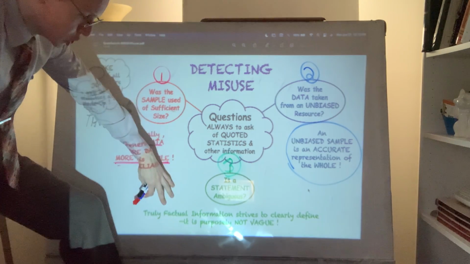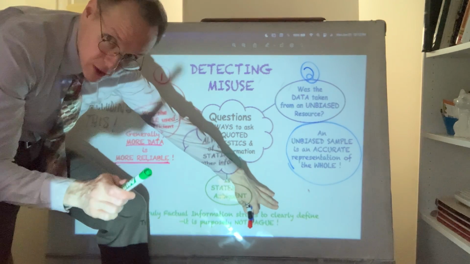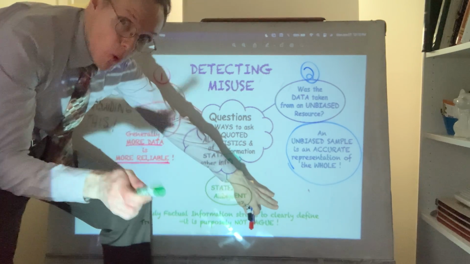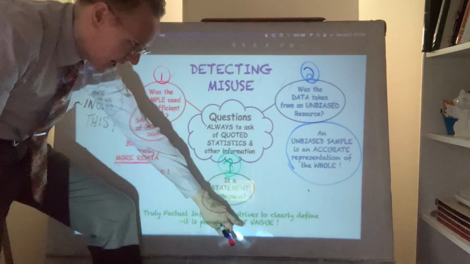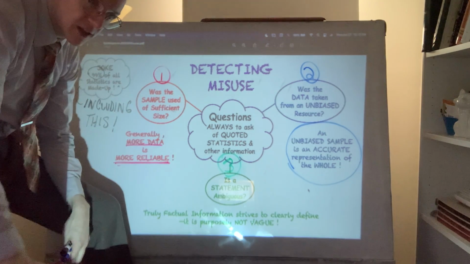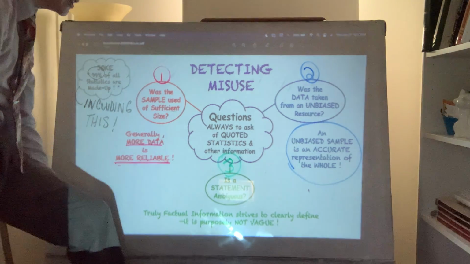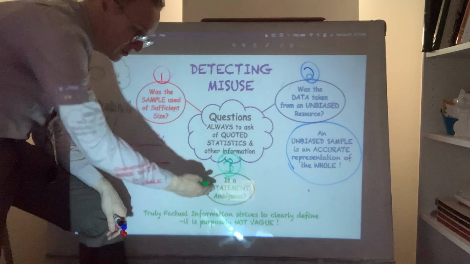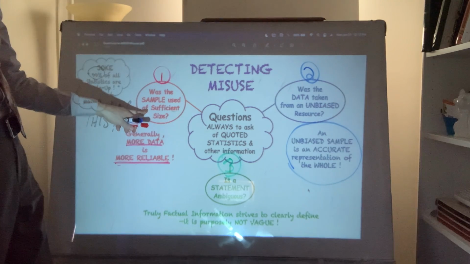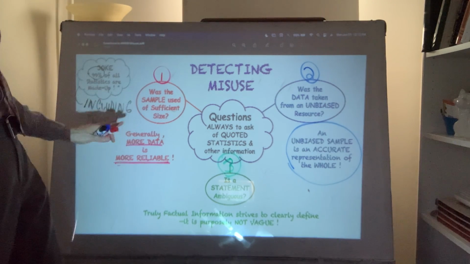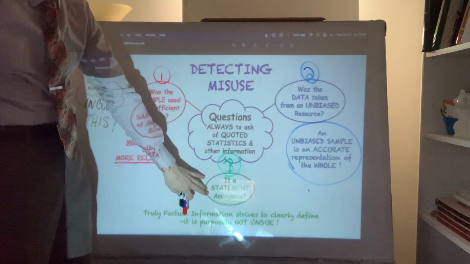Truly factual information strives to be clearly defined: not ambiguous, easily understood, over-explained intentionally, like now. It is purposely not vague. So if you come across a word that has two different contexts, two different meanings, two different intentions, just be careful. Maybe somebody's trying to sell you something. Okay, so sample size needs to be large, ideally the larger the better, generally from an unbiased resource, and clearly defined.